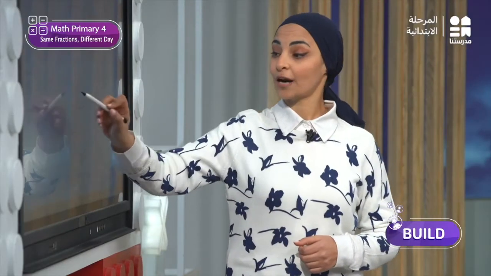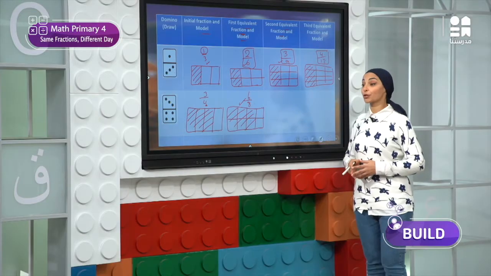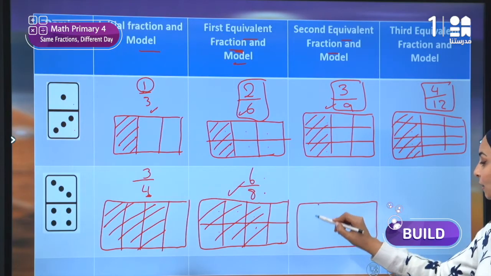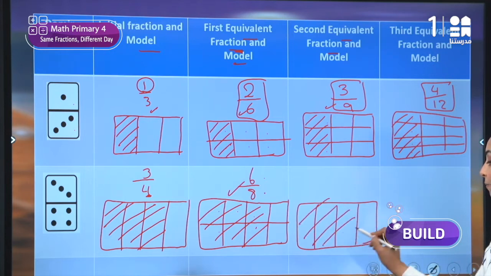So the first equivalent fraction is 6 over 8. Let's move to the fourth column. I will draw the same model. I'll divide it into 4 equal parts and I will shade the first 3 parts, right?